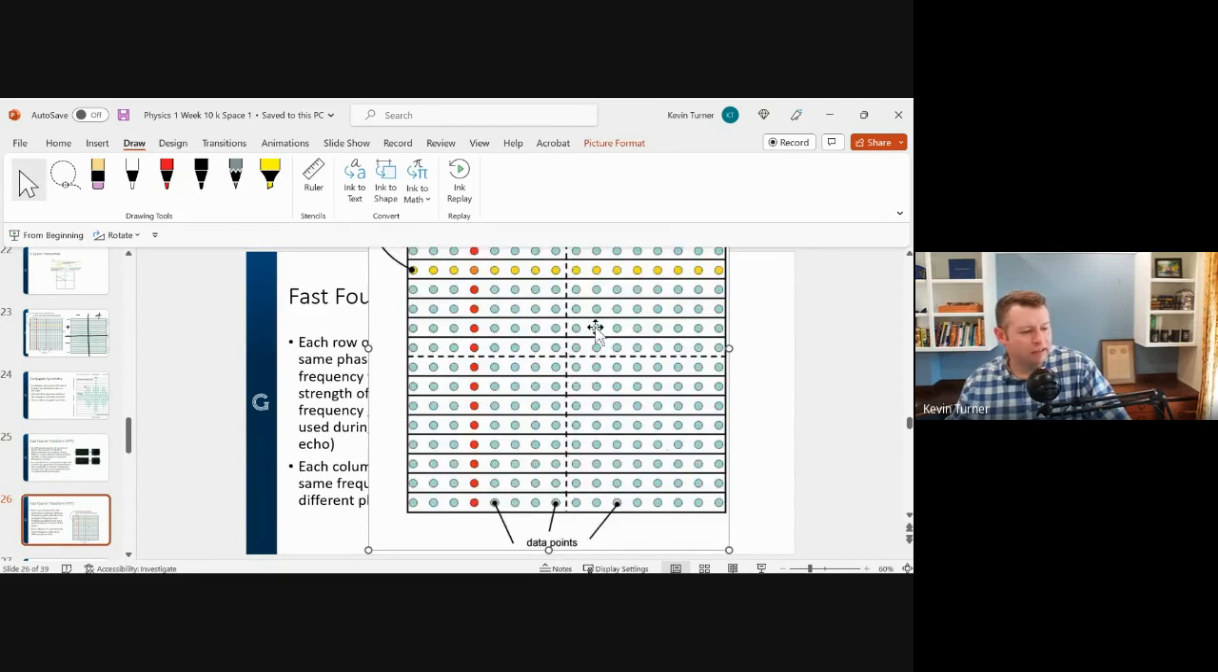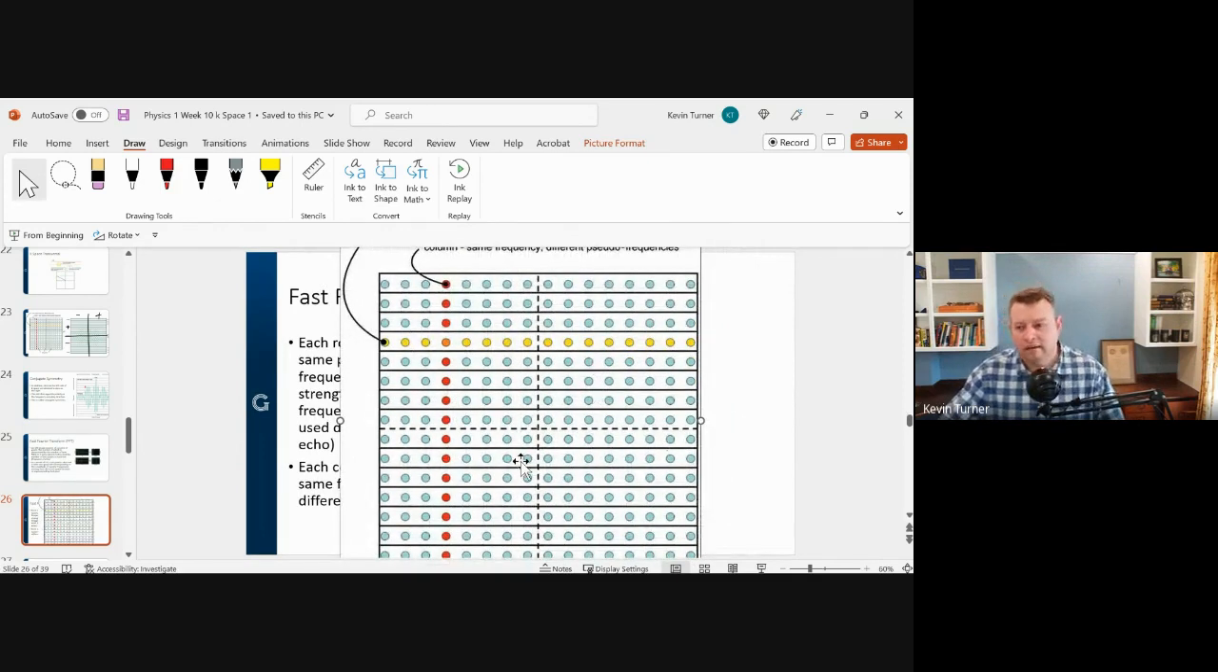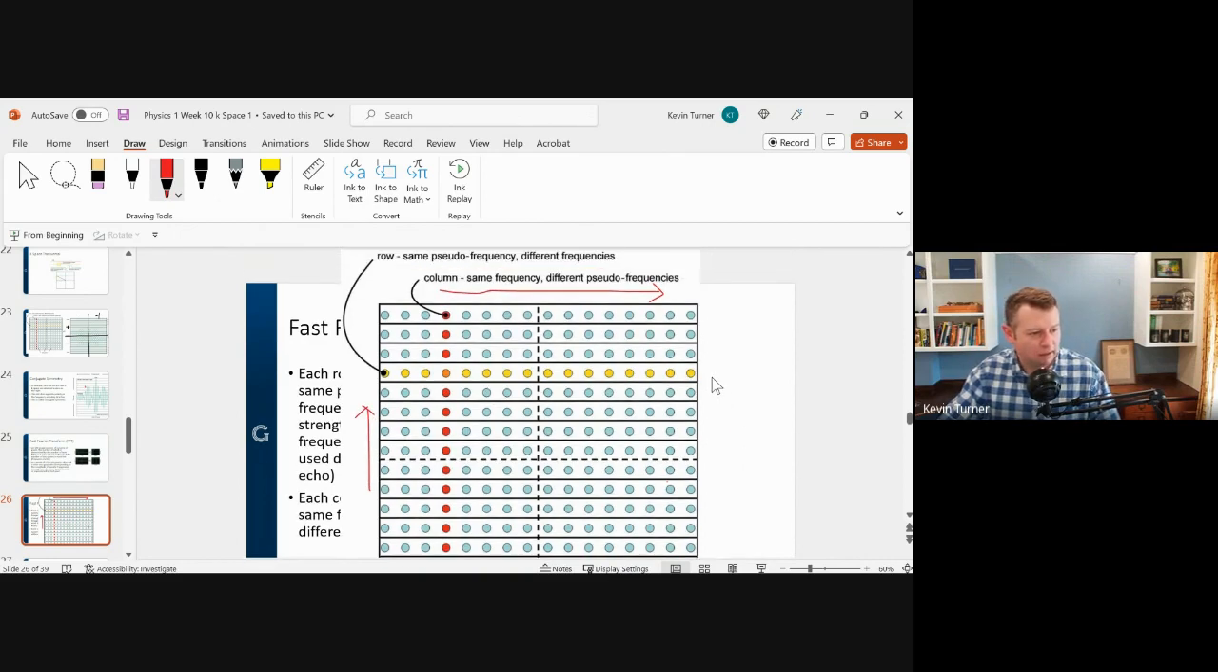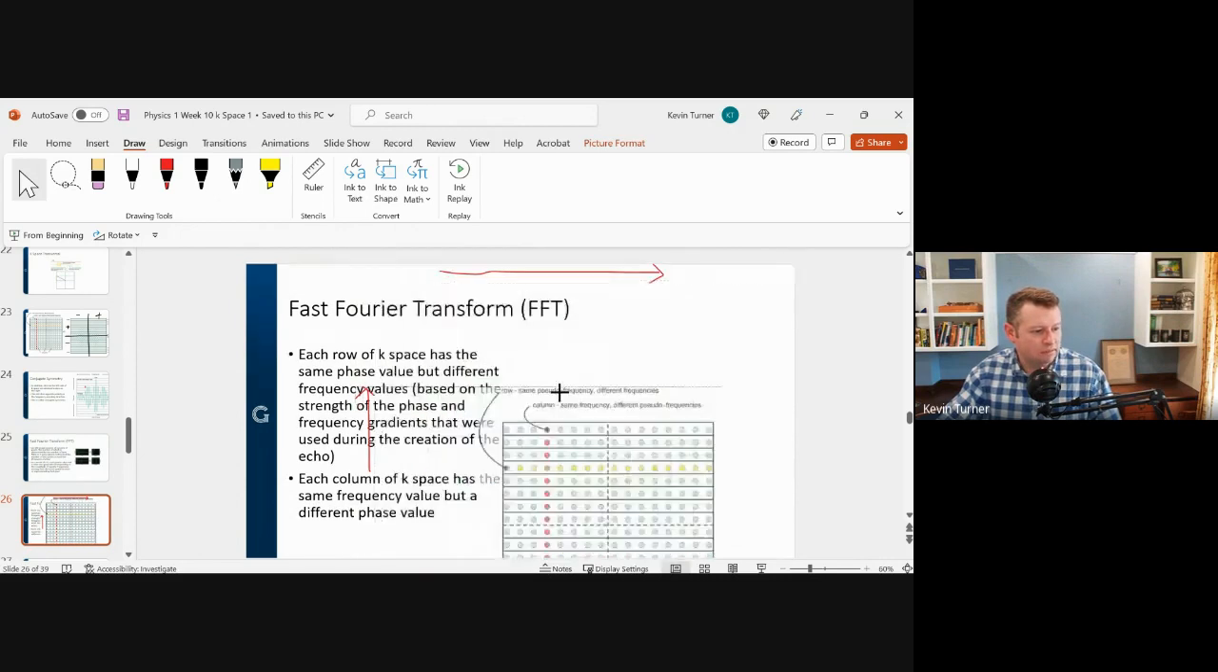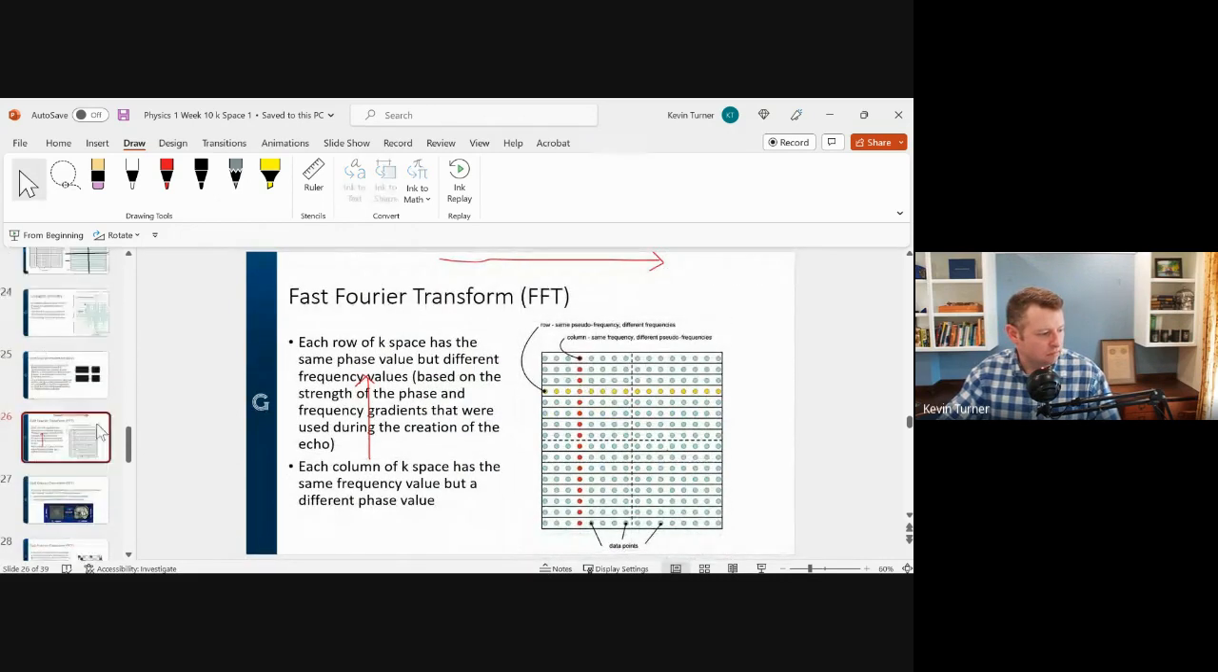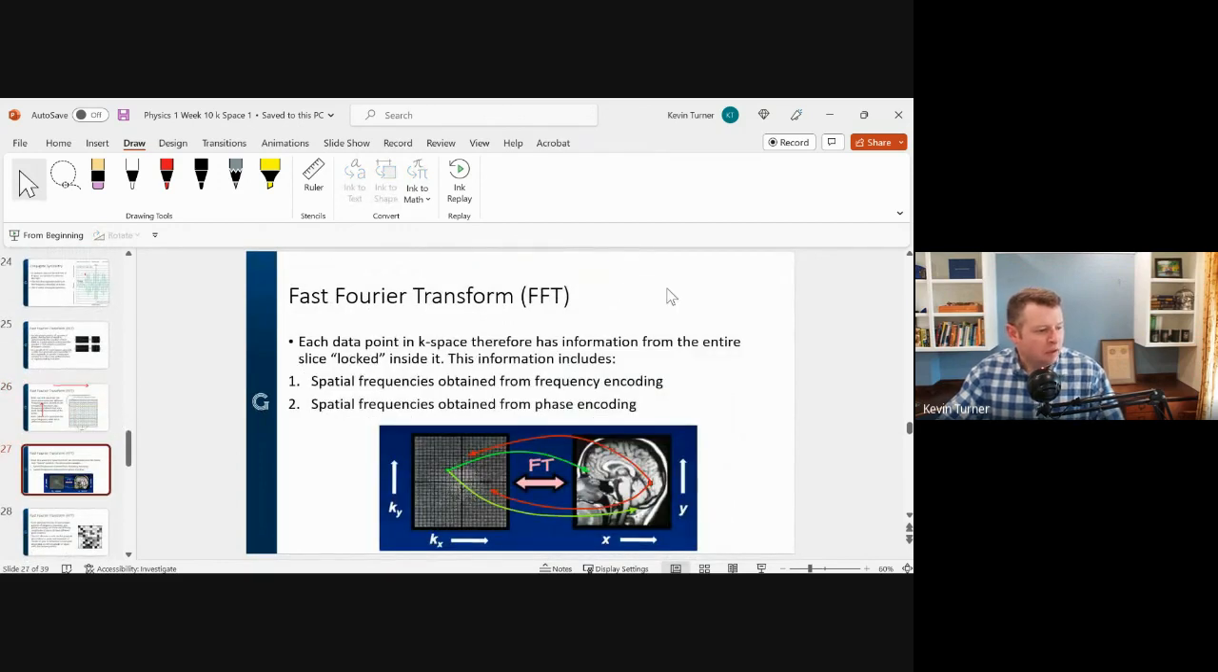So now what we end up with is a bunch of data points, and every data point is unique, because like we talked about in the resolution chapter, they all have either different frequency or different phase information, depending on where they are. So now every data point is unique, and we can turn them into a pixel. Each data point in K-space, therefore, has information from the entire slice locked into it. This information includes spatial frequencies obtained from frequency encoding and frequencies obtained from phase encoding.